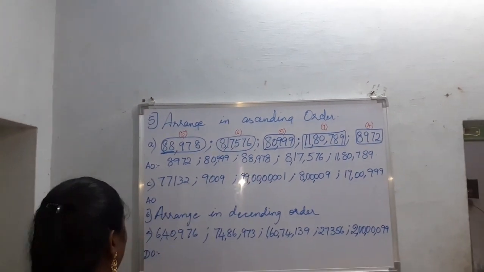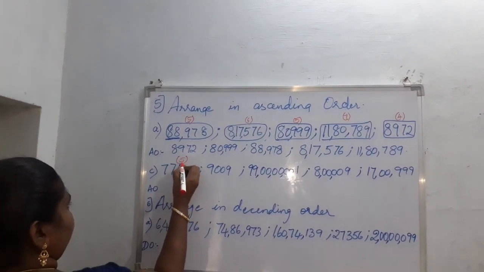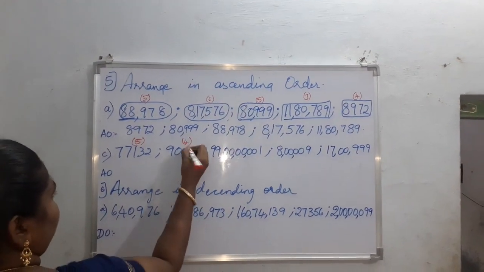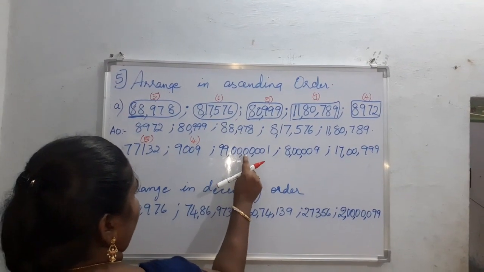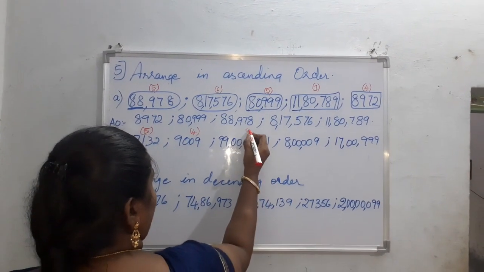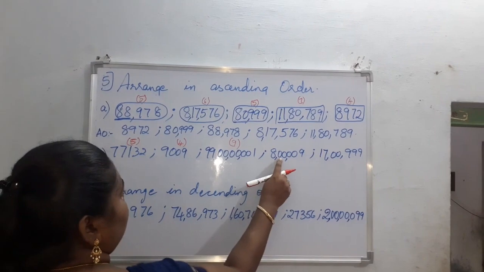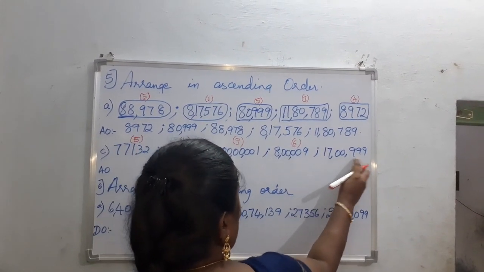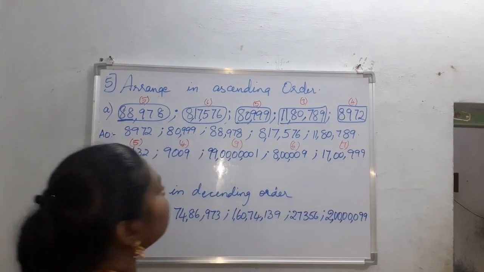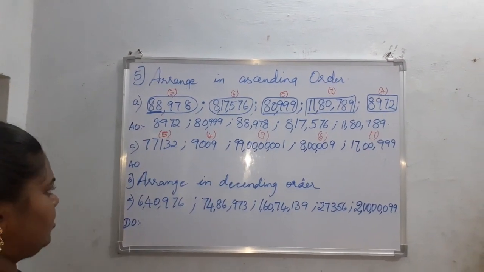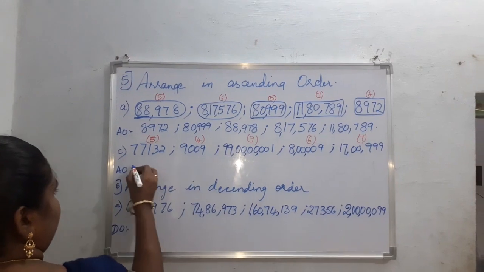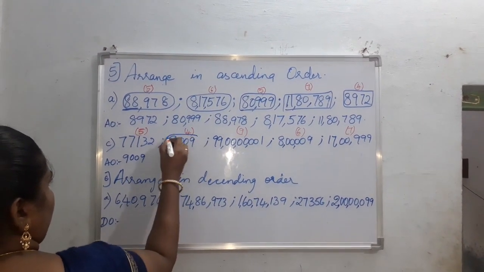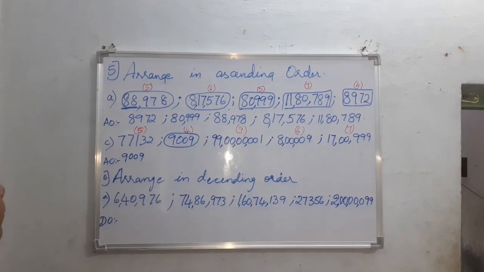In the same manner, this number also. So this is 5-digit number. 1, 2, 3, 4, 5. And this is a 4-digit number. 1, 2, 3, 4, 5, 6, 7, 8, 9-digit number. 1, 2, 3, 4, 5, 6, 6-digit number. 1, 2, 3, 4, 7, 7-digit number. So from this, 4 is the smallest again. That is 9,009. Circle it.